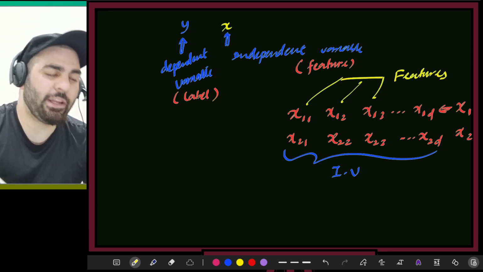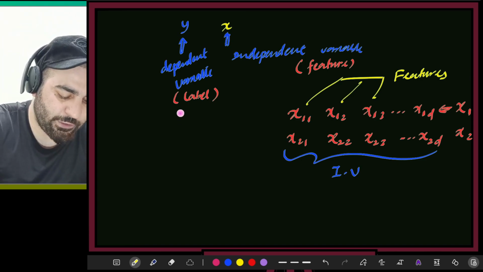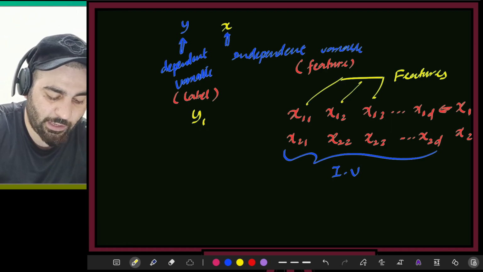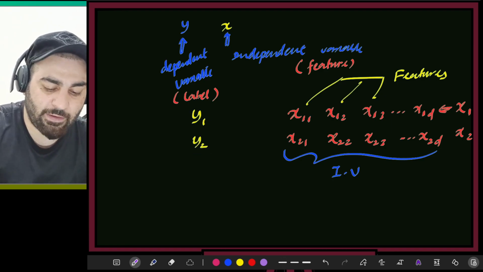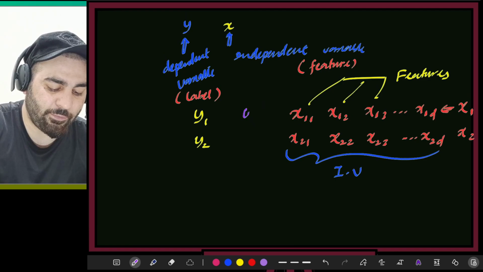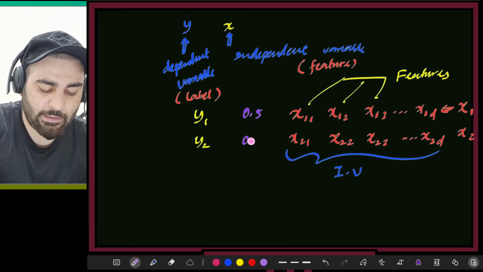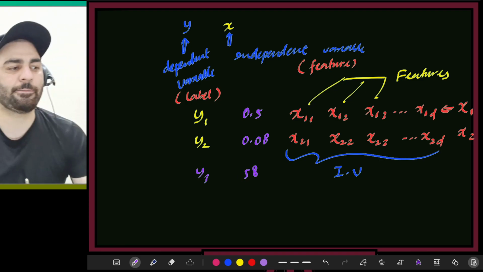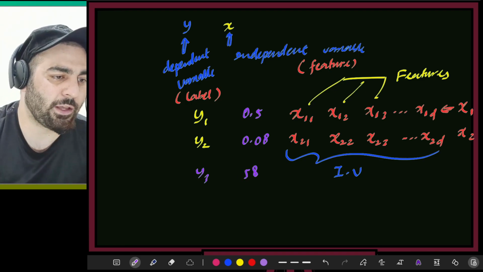And this variable y, now it's a regression thing. So if you see y, it will take some real value. This will be, let's say, y1, then we'll have y2. So y1, in regression terms, can be 0.5, this can be 0.08, or maybe y3 can be 58, something like this. Okay, this is the setting that we'll be working on.